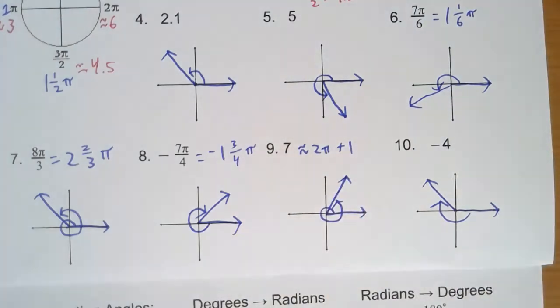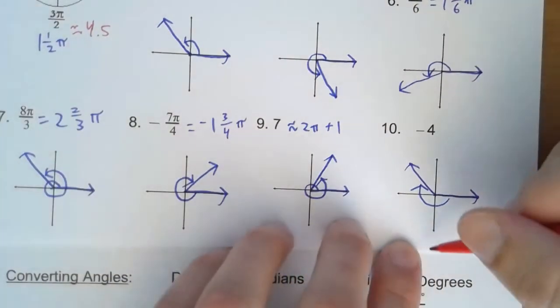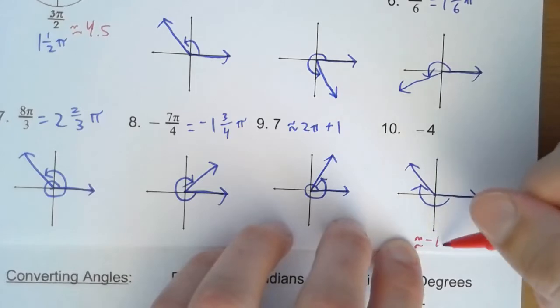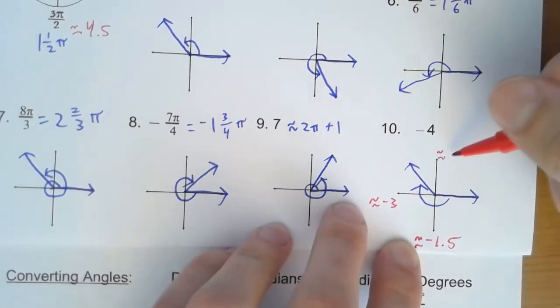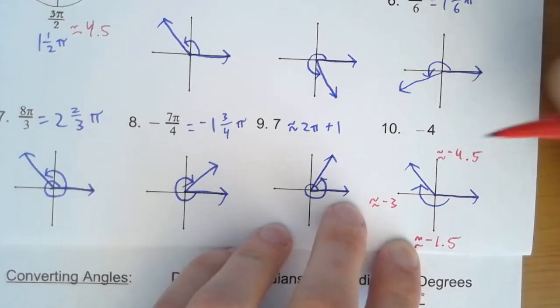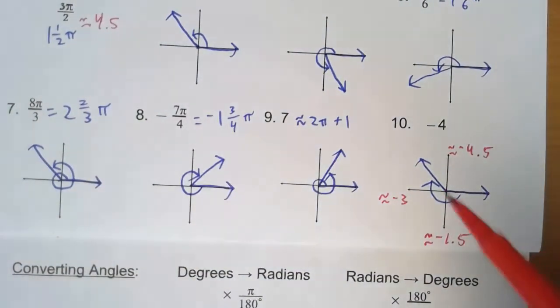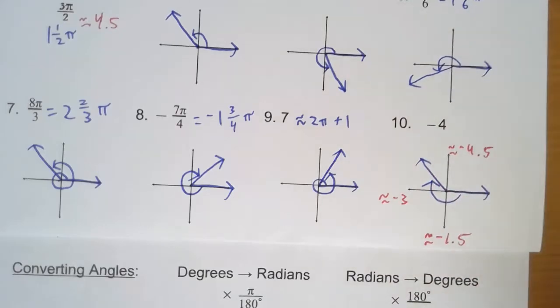Okay? And then when we do negative, again, it just reverses. So this is about negative 1.5. This is about negative 3. And this is about negative 4.5. And so negative 4 is somewhere in the second quadrant there.